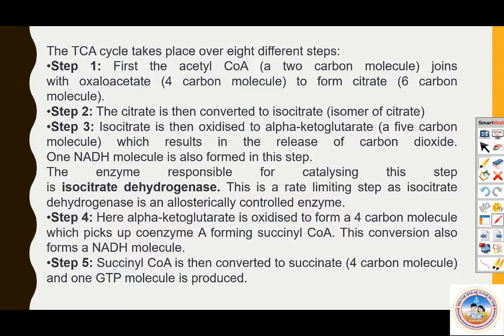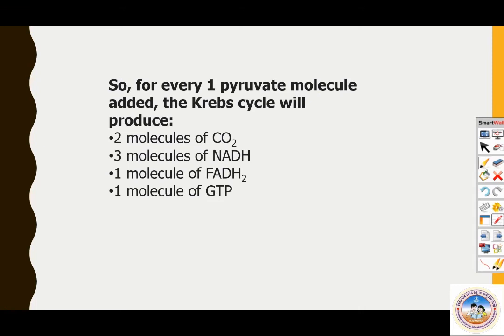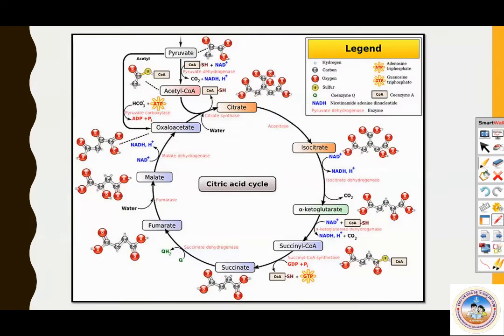Succinyl-CoA is then converted into your succinate and 1 GTP molecule is produced. Succinate is converted into fumarate and a molecule of FADH2 is also produced. Okay, so fumarate is converted into your malate, and malate is then converted back to your oxaloacetate, and NADH is also produced over here. Now, before this, we will go to a cycle immediately and then we will go back to that. Okay, so see over here, children, the pyruvate.